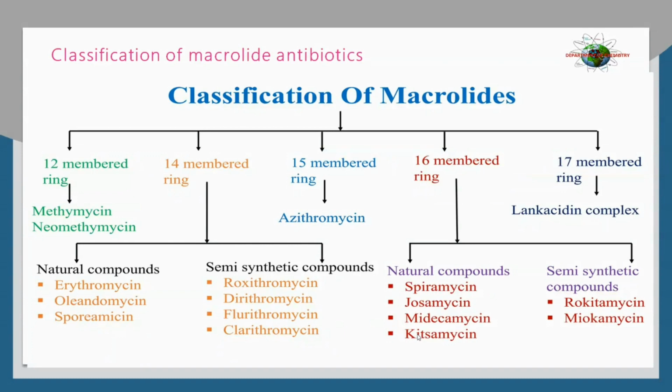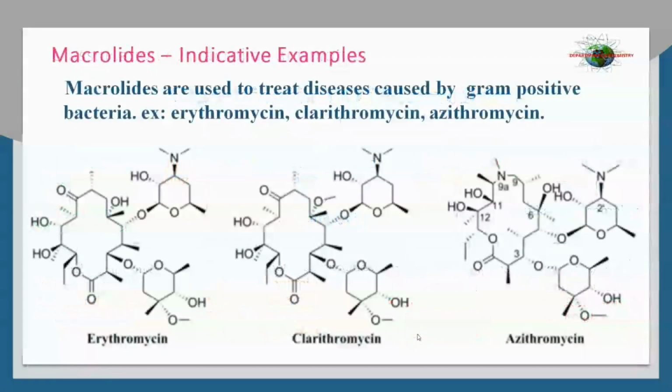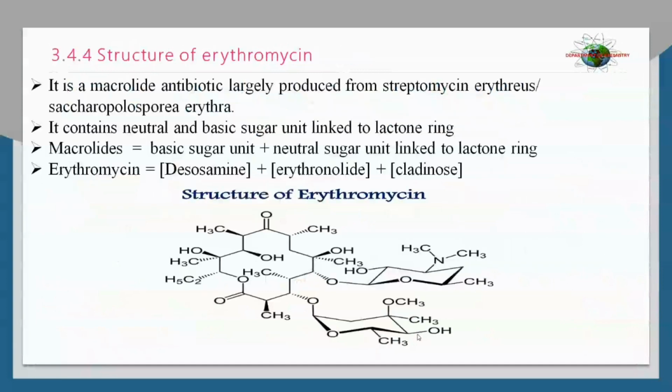Coming to the 16-membered ring, it is also divided into natural compounds and semi-synthetic compounds. Spiramycin, josamycin, medecamycin, and kitasamycin are examples of natural compounds, and rokitamycin and miocamycin are examples of semi-synthetic compounds. Coming to the last category in the classification of macrolides, the 17-membered ring, that is the lankacidin complex. So these are the macrolides. Indicative examples are erythromycin, clarithromycin, and azithromycin. These are their structures. Macrolides are used to treat diseases caused by gram-positive bacteria.